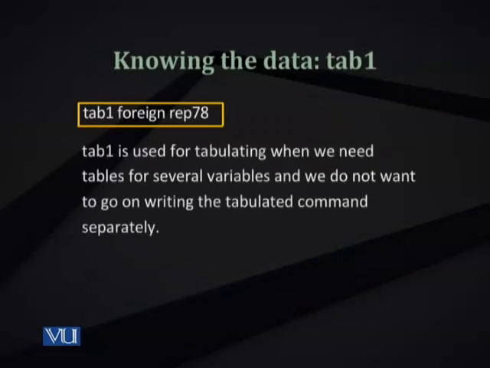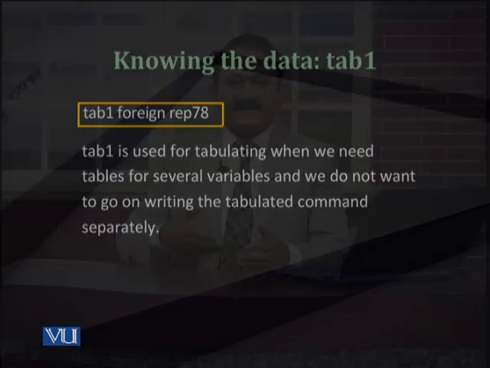So there is a specific statement with table 8 that you can use. It's called tab 1. So if you look at the screen, you see a statement tab 1 foreign rep 78. So tab 1 foreign and rep 78 is used to tabulate when we need tables for several variables at a time. If we use table 8, we need to write table 8 foreign, you will get the result, and then table 8 rep 78, you will get another table as a result. But what you have to do is to type the command tabulate foreign, you will get the table, and then another command.